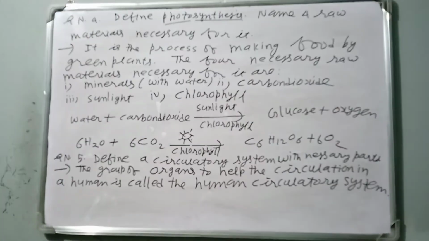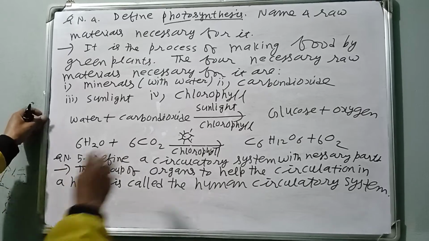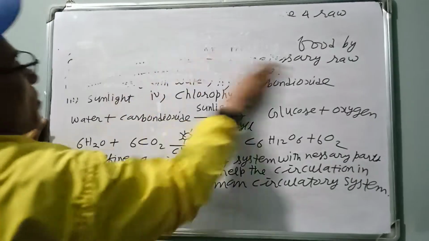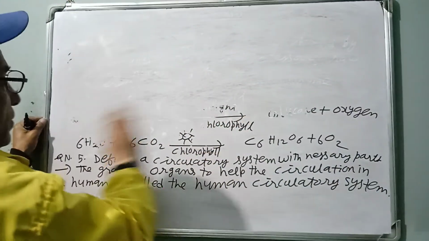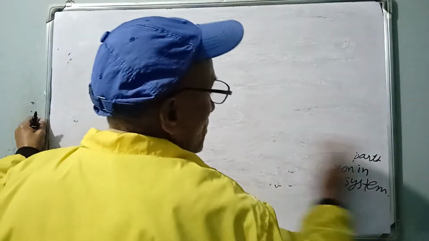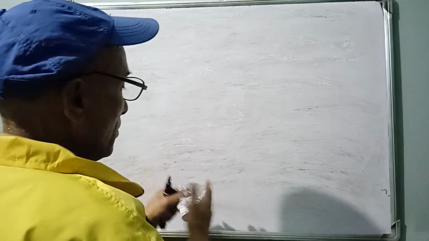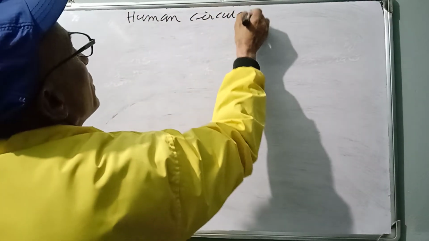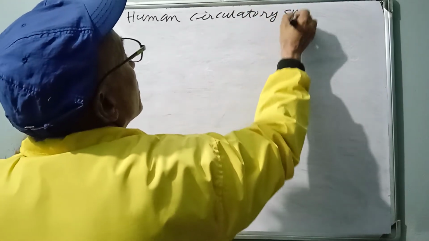See, what are the necessary things in the human circulatory system? Since it is the last for today, I am going to write down. Question number 5. Human circulatory system.